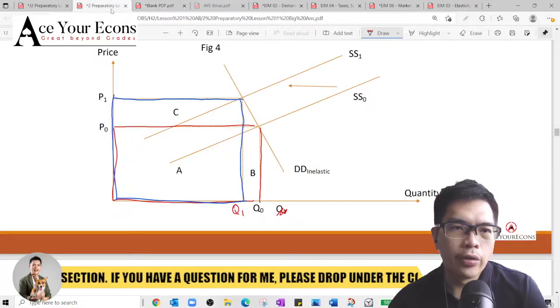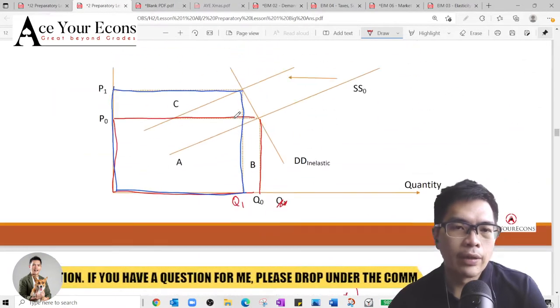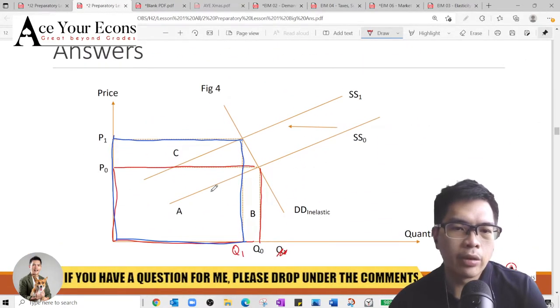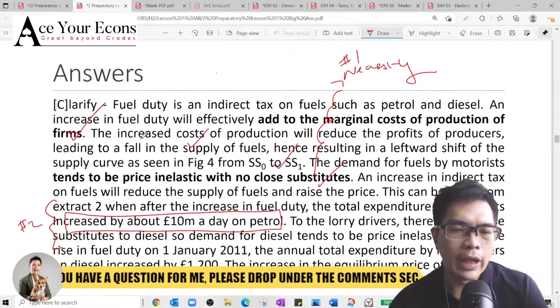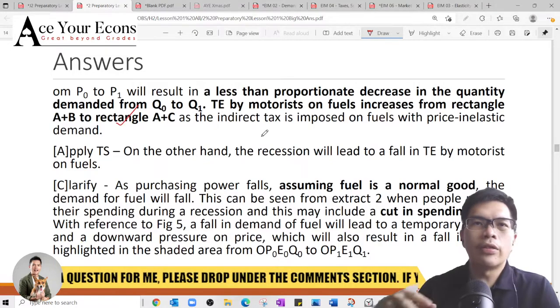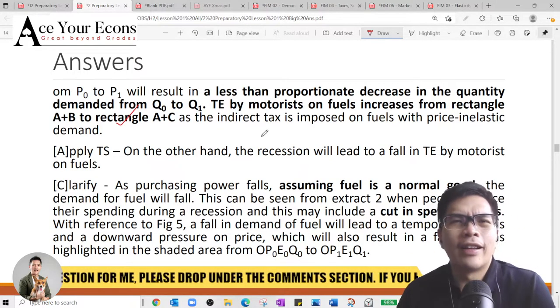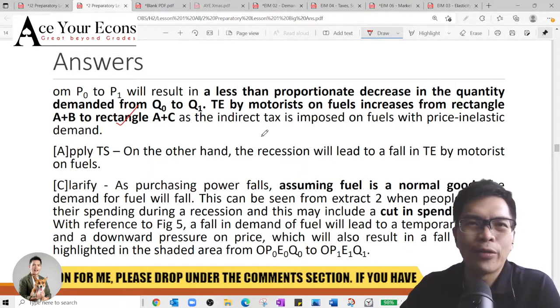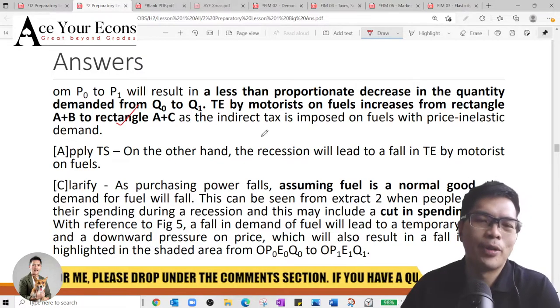Or you can use A, B, and C down here. Okay, it will increase from A to B, and will fall from A, B to A, C. So realize the answers are not very different from the outline. It's how you derive the outline that's going to be more important.